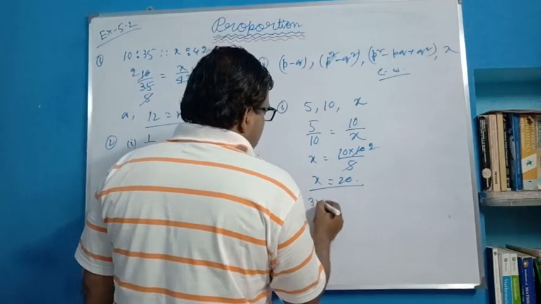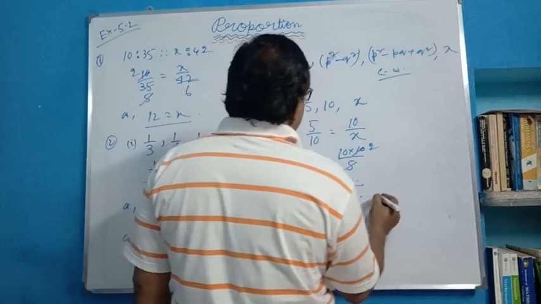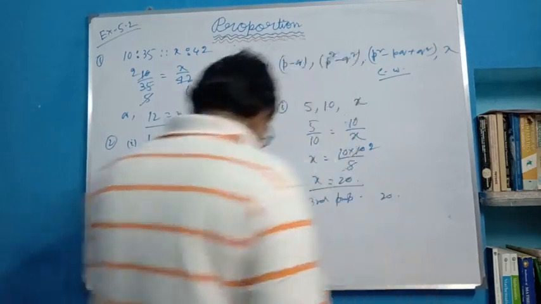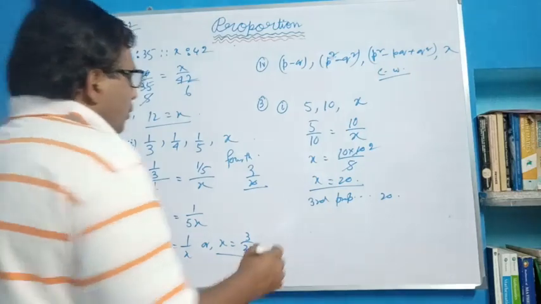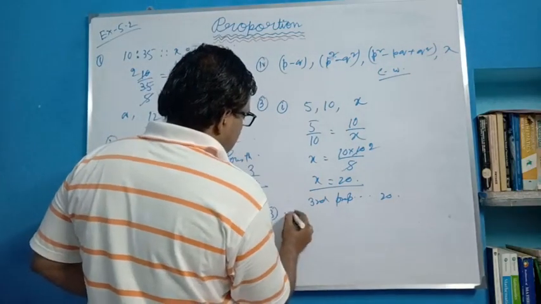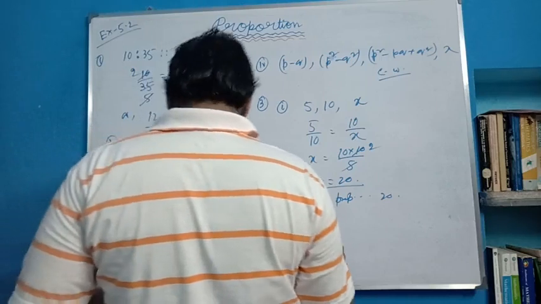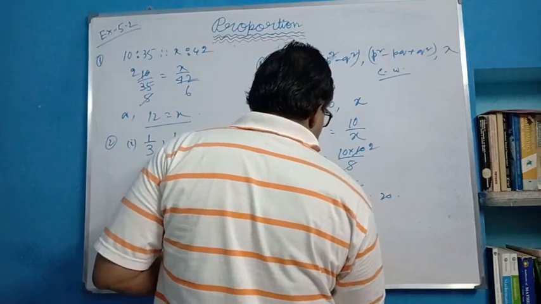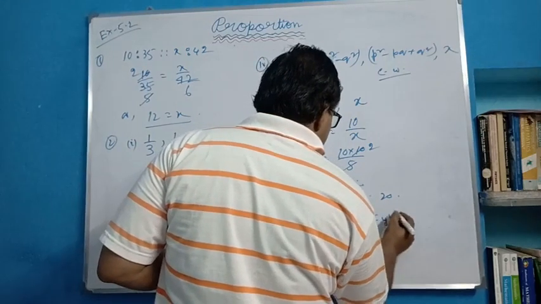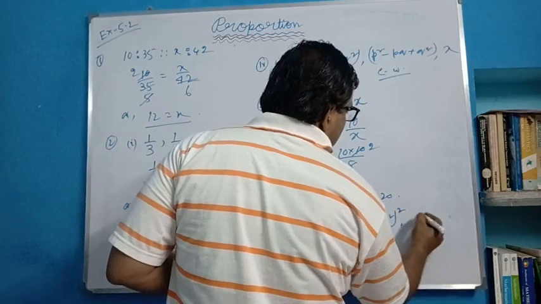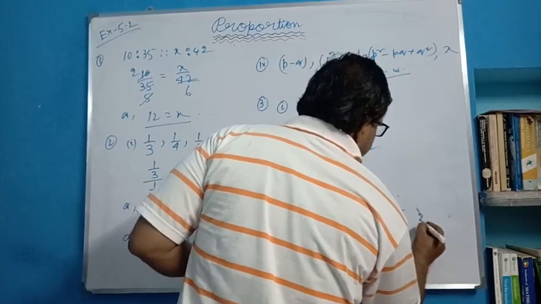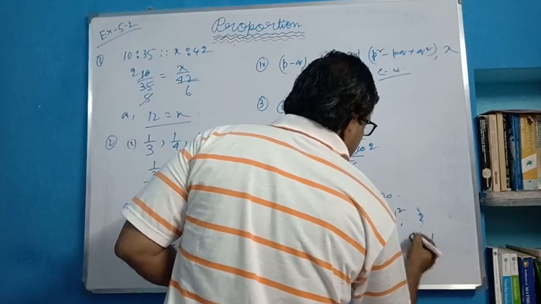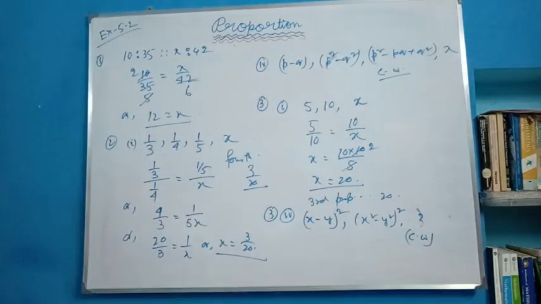So the third proportional is 20. Problems 3 and 4 are your classwork. First is x minus y whole square. Second one is x square minus y square whole square. We have to find out the third proportional. This is also your classwork. Try it yourself and send it to me.